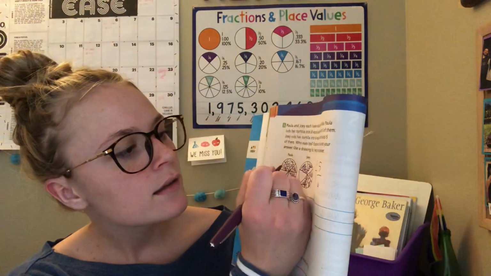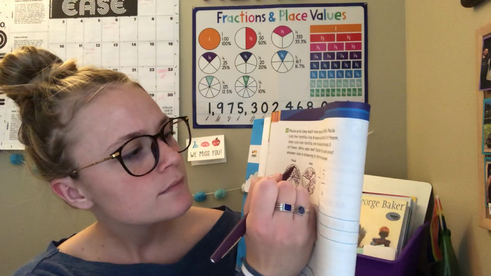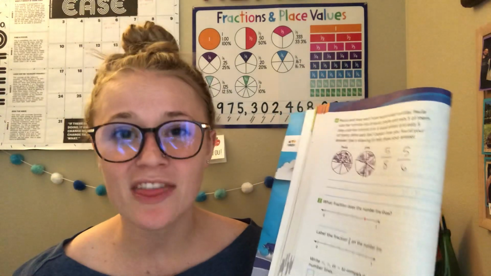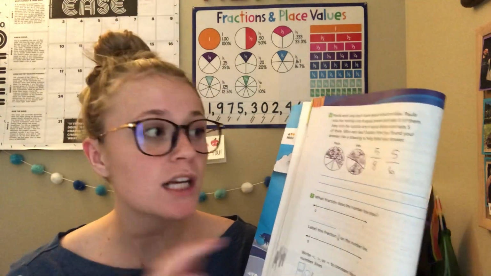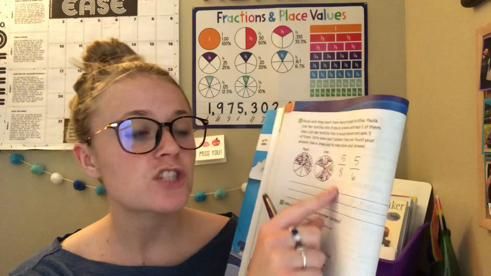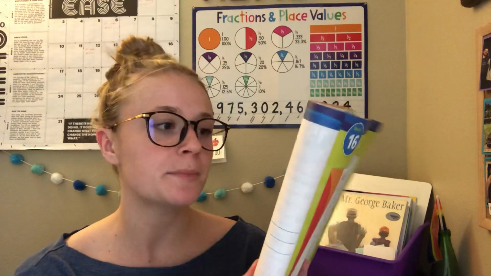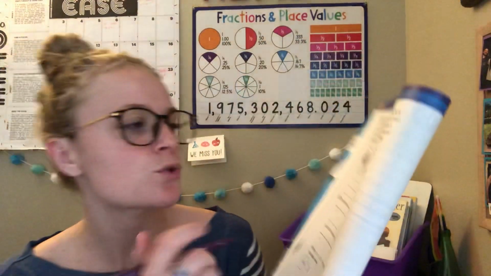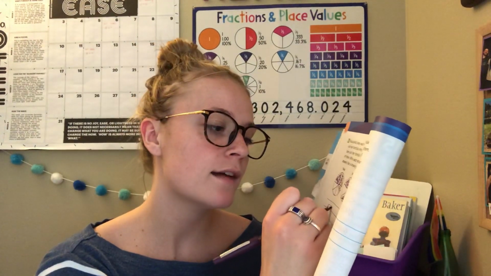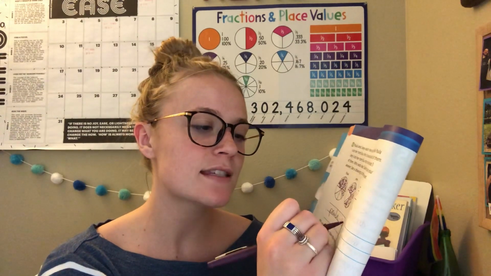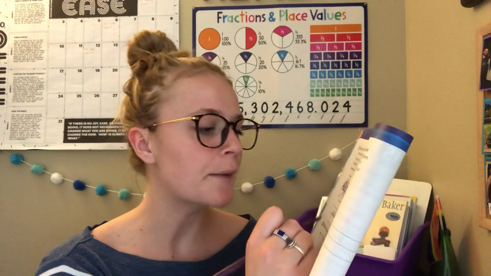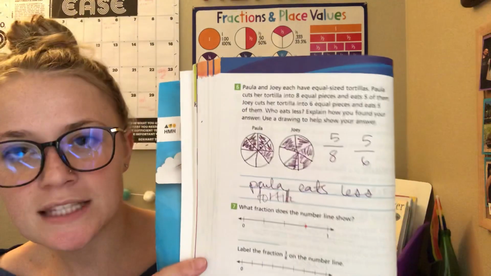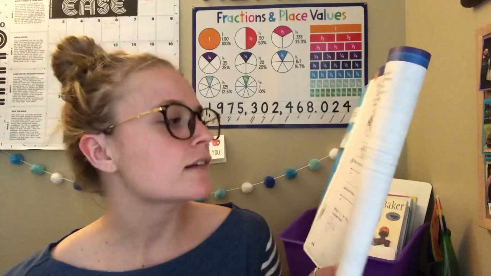So Paula, she ate 5 of the 8s. Now the 8s are smaller than the 6s. And so if she eats 5 of them, it still covers less space. So because they're the same size tortilla, we can trust our visual model and say that Paula eats less tortilla. Does that make sense? All right, number 7.